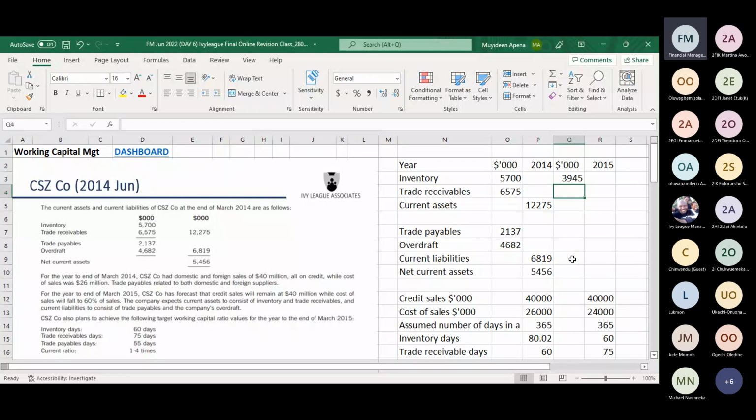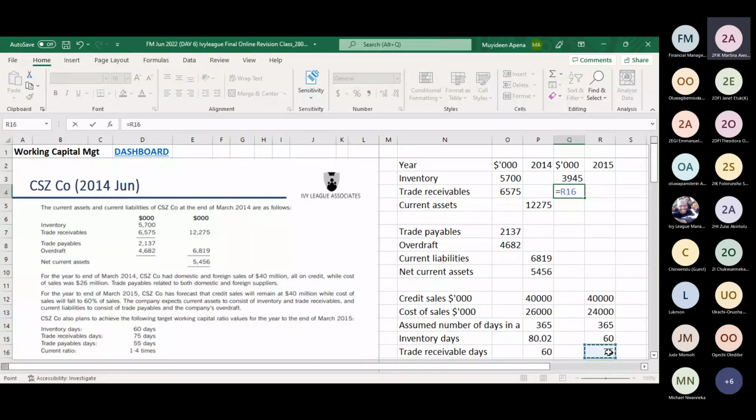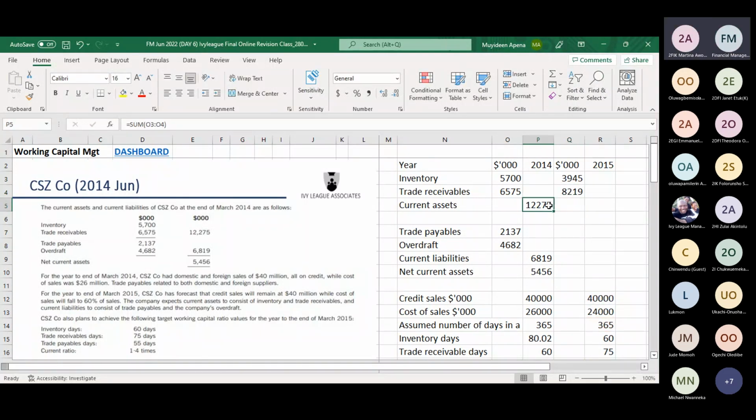So we have this. For trade receivables, it will be trade receivable days divided by 365 days that we have assumed, multiplied by credit sales. Credit sales. Which means we can have current assets for 2015 by summing the two.